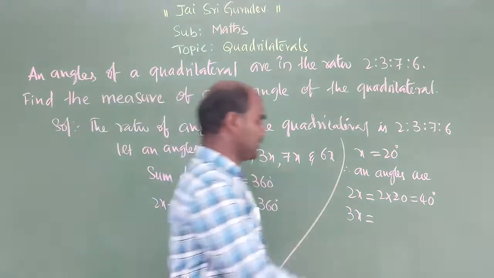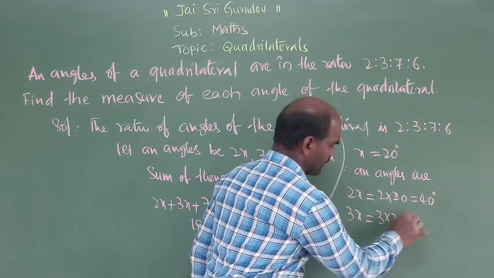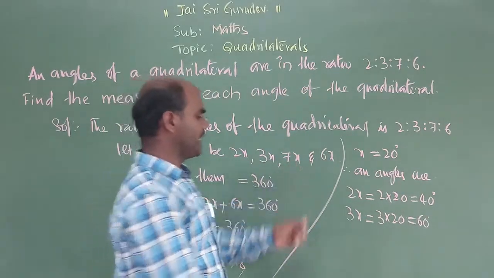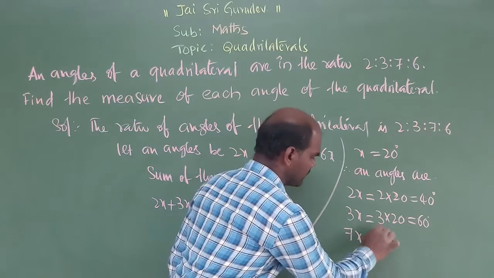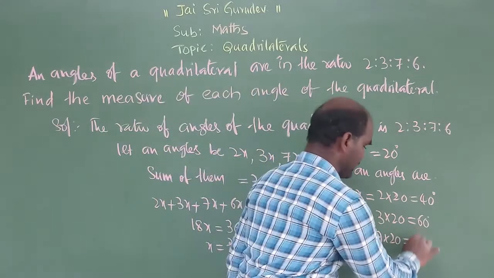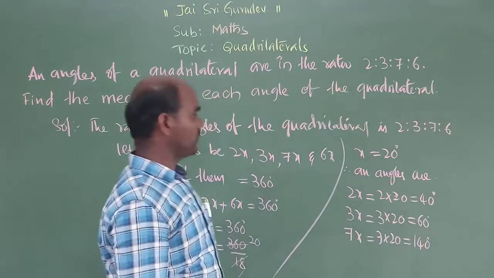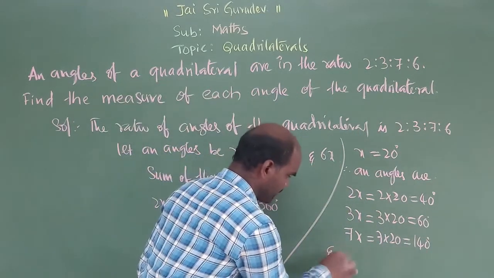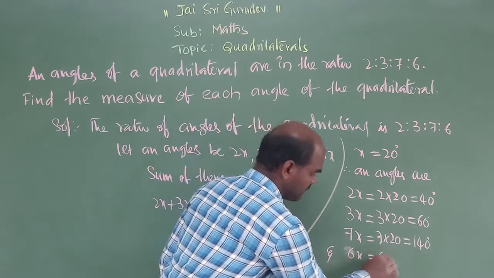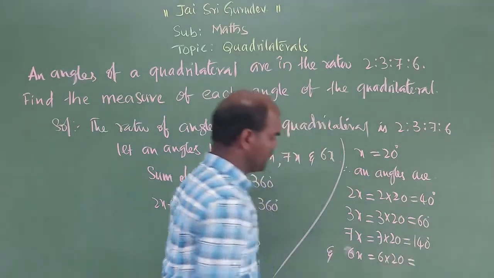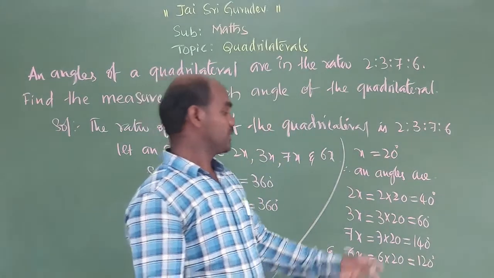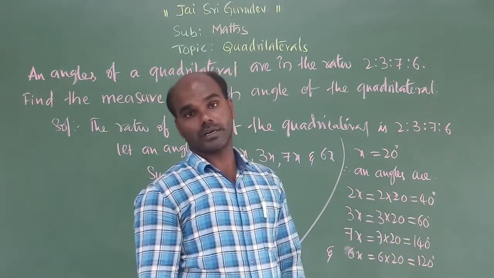So that is 3 into 20 is equal to 60 degrees. Then the next one is 7x. Therefore 7x, 7 into 20 is 140. Next, the fourth one is 6x, and 6 into 20 will become 120 degrees. Yes, so these are the angles of the quadrilateral.